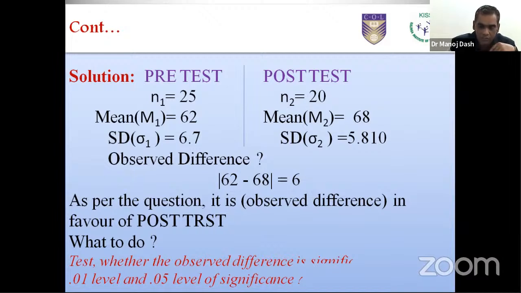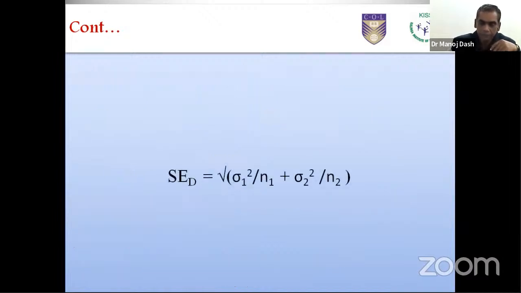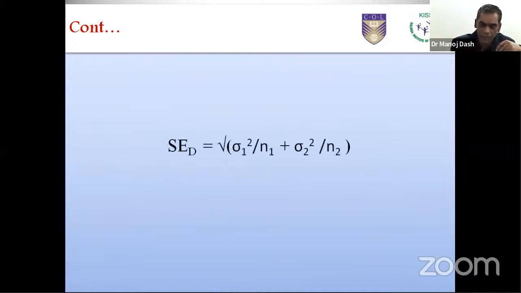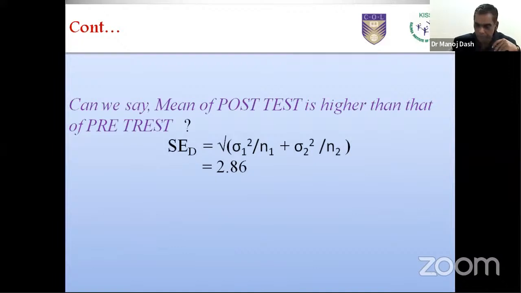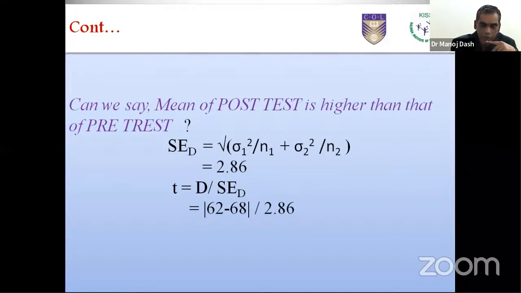Now let's see how to start. Let us first find out the standard error of difference. Now find out t, which is D by SED. Same thing. Put the value of SED, so we are getting 2.09. The calculated value of t is 2.09.